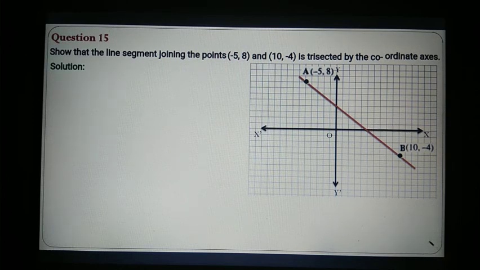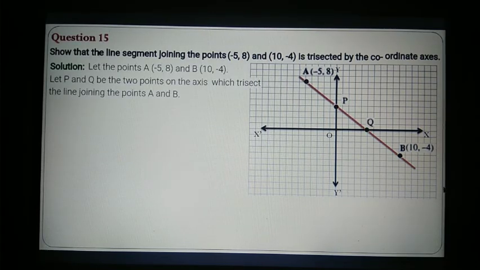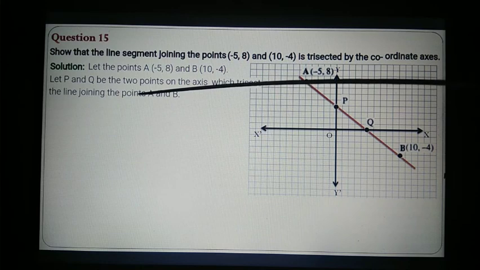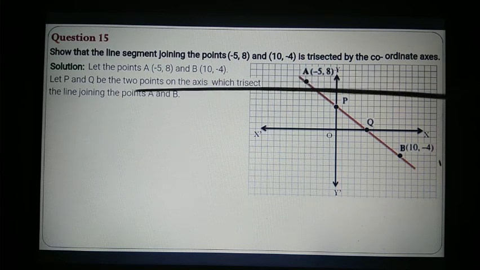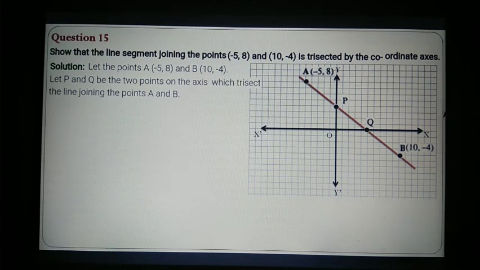Okay, so this is my point P, this is my point Q. Okay, so we have said, let P and Q be the 2 points on the axis which trisect the line joining AB. Okay, so what you are going to do is you will find the coordinate of P.